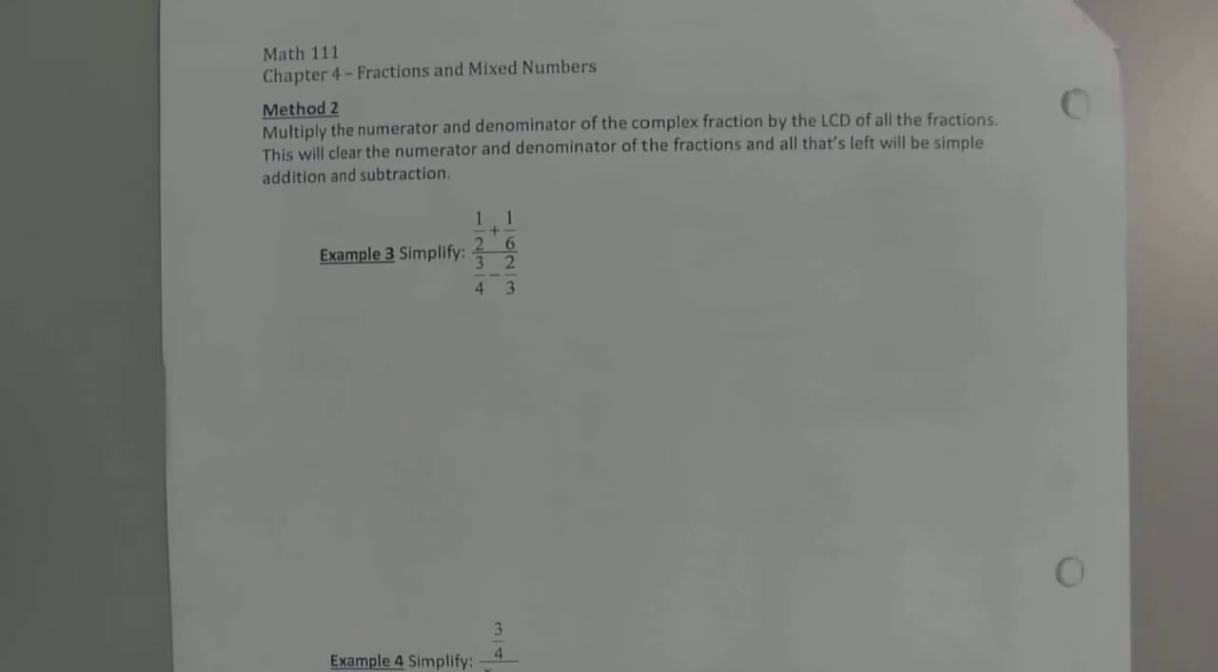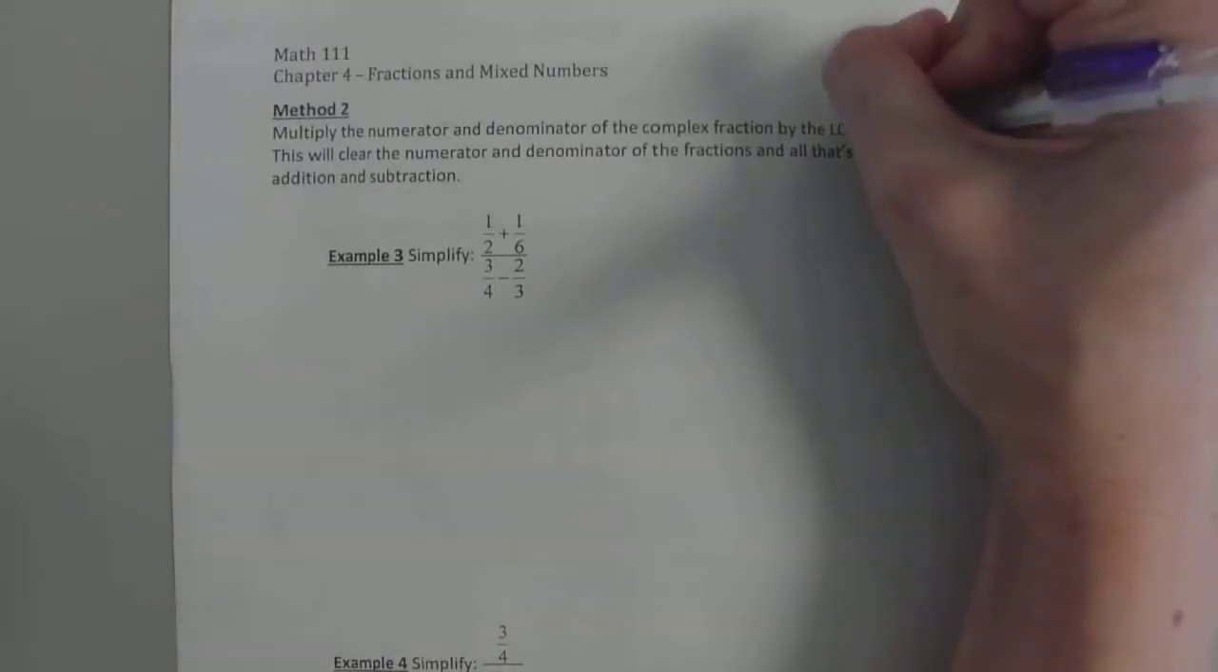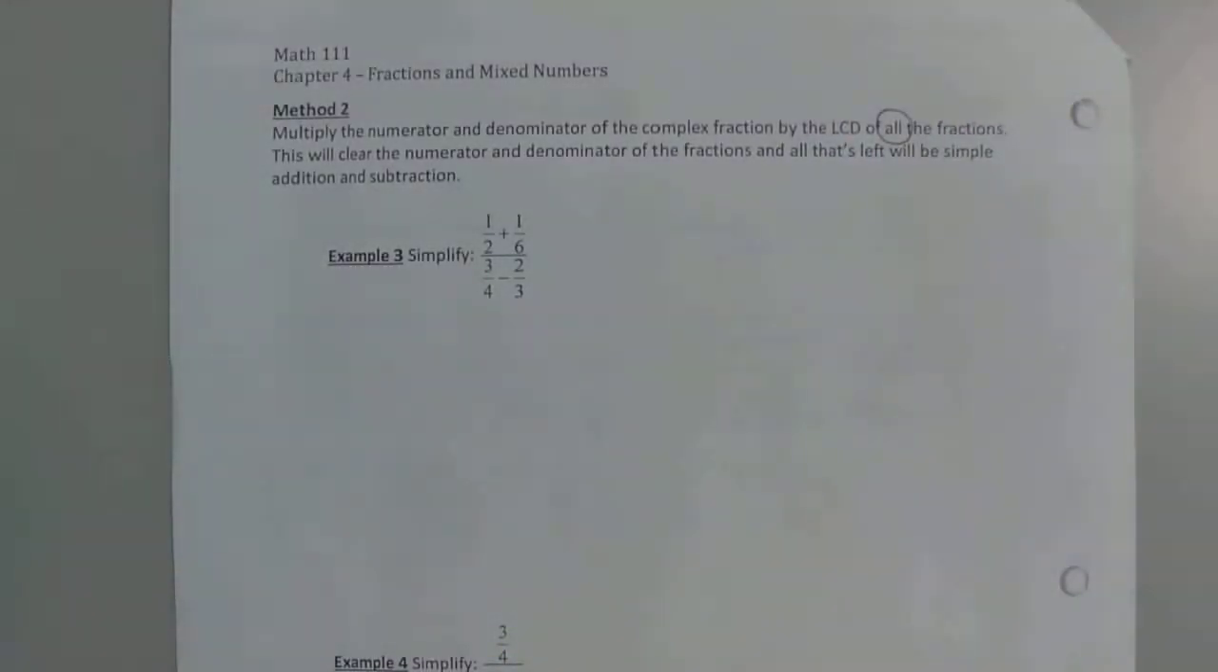So method 2, guys, what does method 2 teach us? It says you multiply the numerator and denominator of the complex fraction by the LCD of all the fractions, and this will clear the numerator and denominator of fractions totally, and what's left will be a simple addition and subtraction problem. This method ends up being easier in the end, but I think it's harder to understand in the beginning. Okay, so let's see what you think.